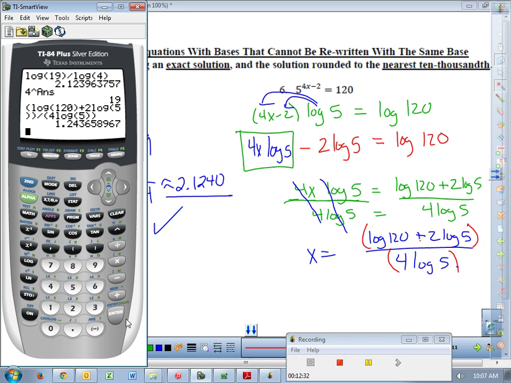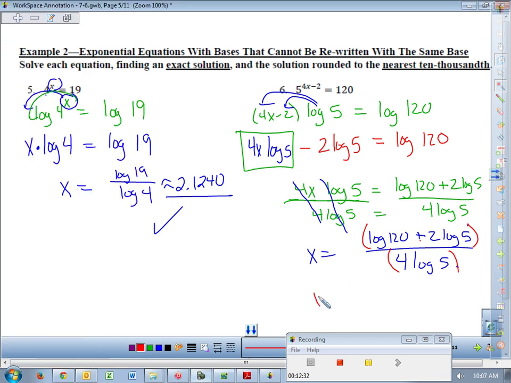What is x about to the nearest 4 decimal places, which is 10,000ths? About 1.2437. It'd sure be nice to know if that was right or not. But what can we do to see if that was right? Let's substitute him back in and check him.